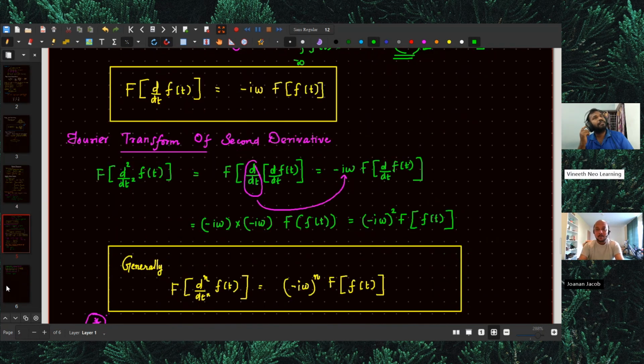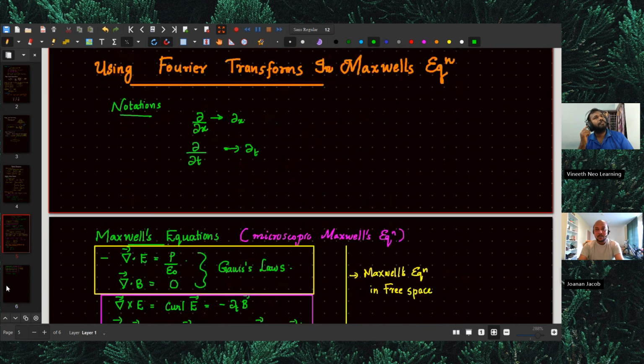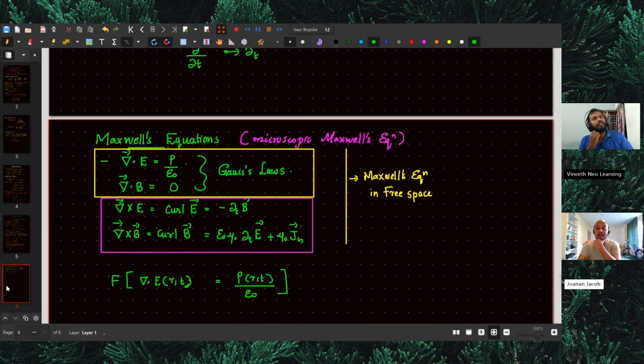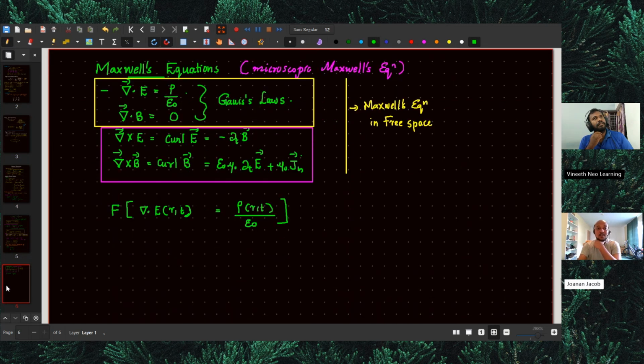But that's a constant times a function. Actually, we are taking the most generalized equation here, so we cannot be sure that the charge is constant. This rho is a function of r and t, so it's not a constant anymore. When we talk about the Fourier transform, charges may be produced or destroyed or something like that.